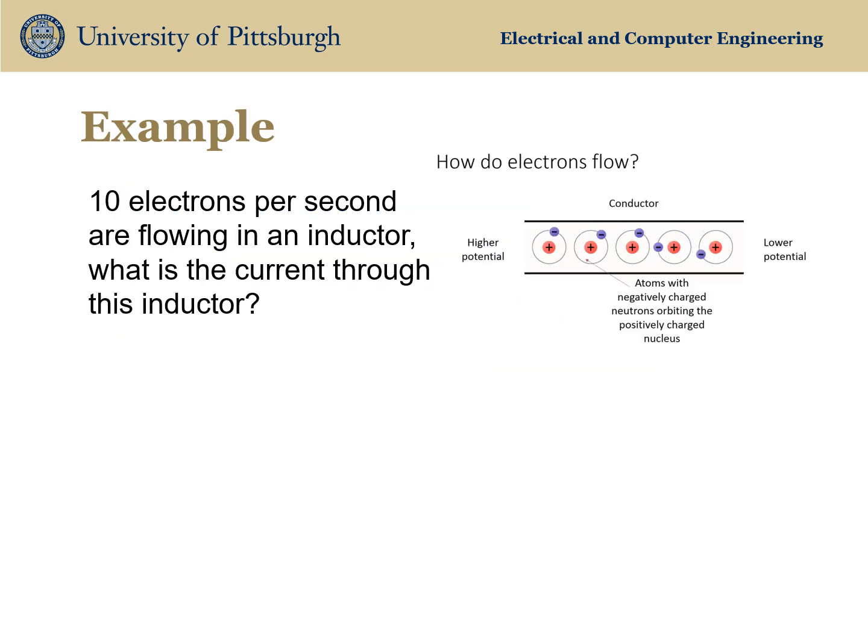Now let's do this simple example. Assume that I have an inductor through which there are 10 electrons passing every second, and we'd like to compute the current passing through this inductor. If I know the number of electrons and the time period, I can get the current, because we know that the current i is equal to dq over dt.